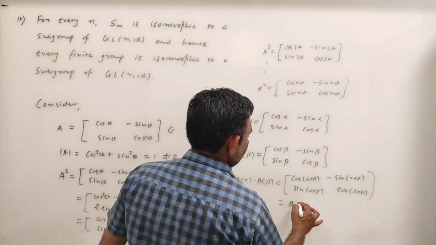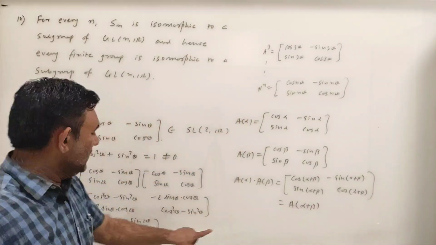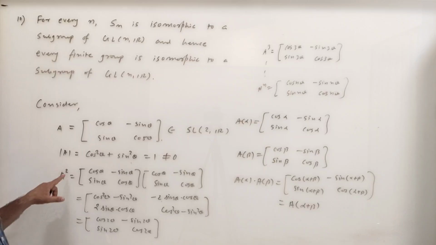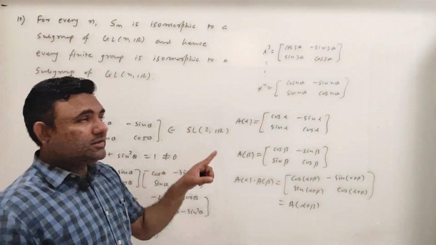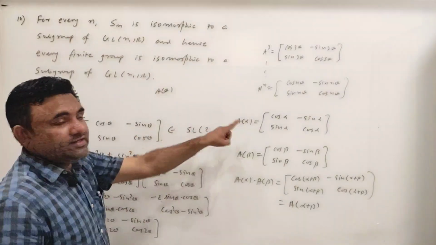So in this notation, it is just A alpha plus beta. A alpha into A beta is A alpha plus beta. So here what do I have? A square. A square means what? It is A theta into A theta. This A, actually in this notation, it is A theta.